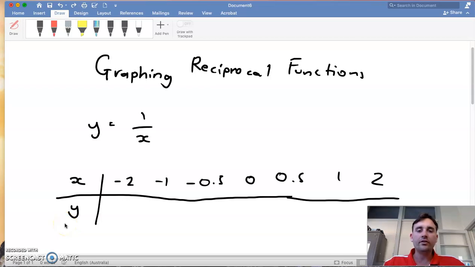Hey ladies and gentlemen, just going to talk you through graphing reciprocal functions here. So what we've done is had a look at the function y equals 1 over x. I've put in a heap of values for x here.